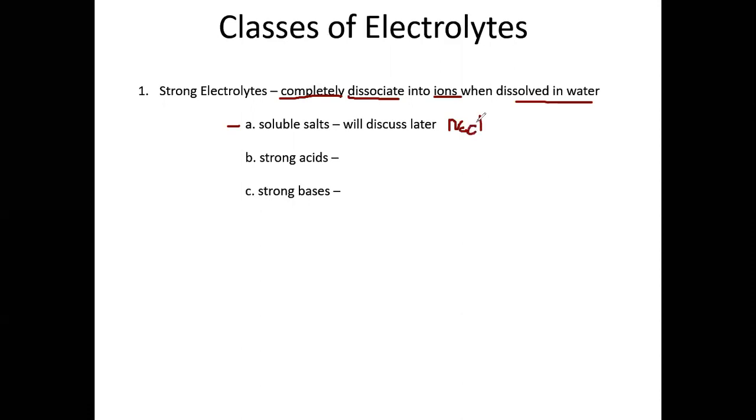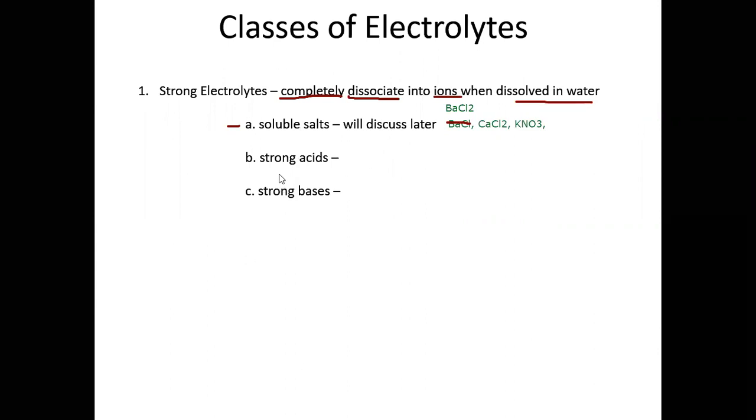electrolyte. So sodium chloride, calcium chloride, potassium nitrate. There's tons of them, but these are just a few examples. But these are all examples of soluble salts that are strong electrolytes. And there are some rules that we use to determine which salts are soluble and which ones are not.